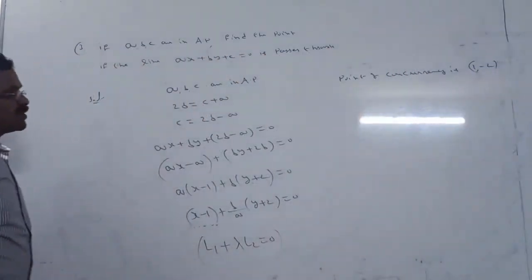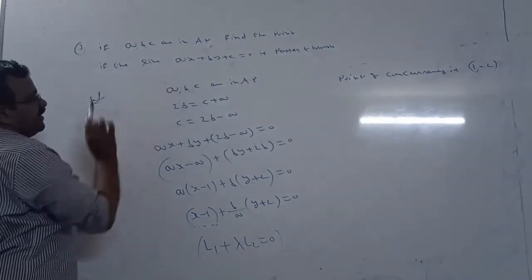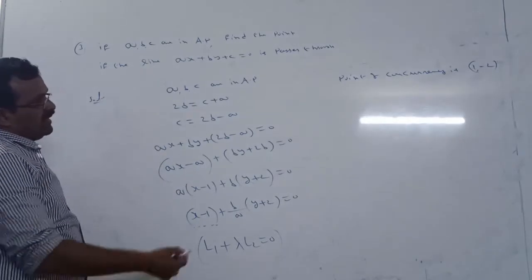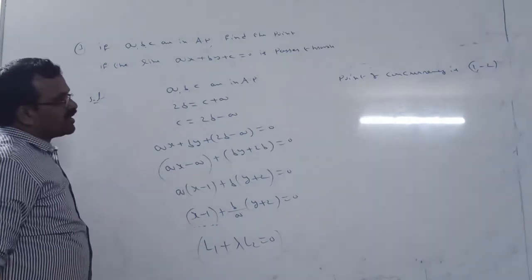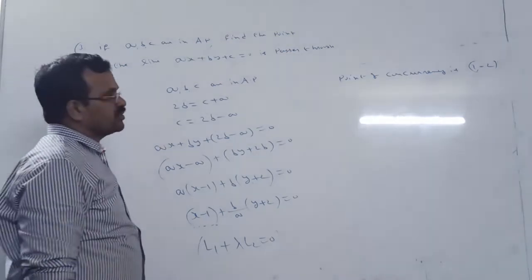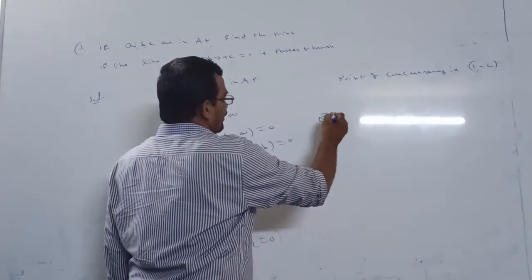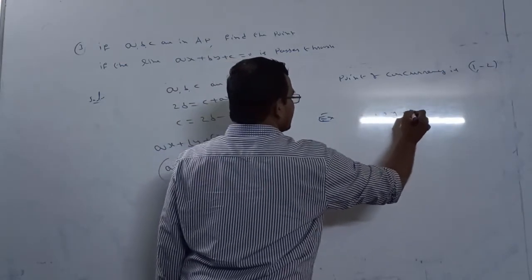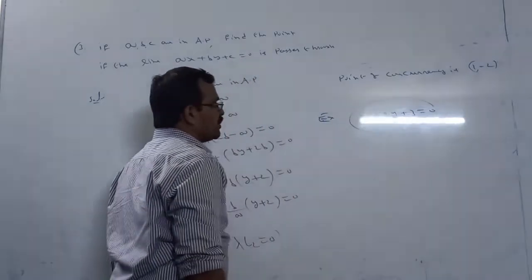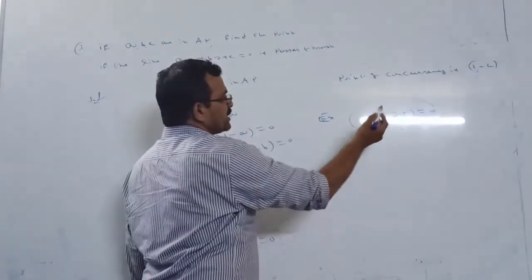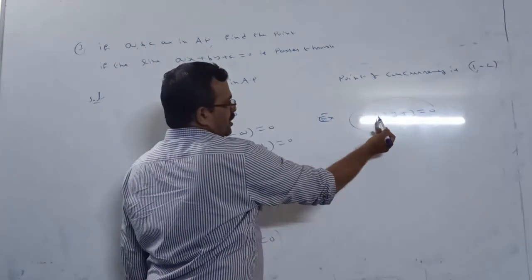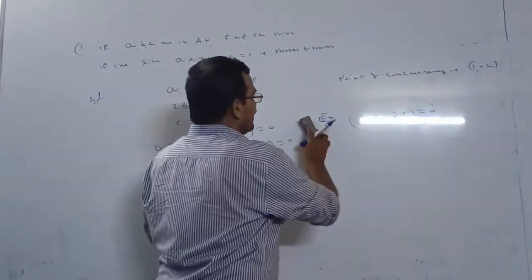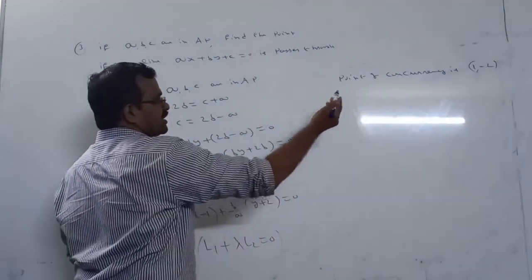So any straight line in which a, b, c are in AP is definitely passing through the point 1 comma minus 2. For example, x plus 2y plus 3 is a line compulsorily passing through the point 1 comma minus 2. You can check it: x value 1, y value minus 2. So 1 minus 4 plus 3, 4 minus 4, 0.